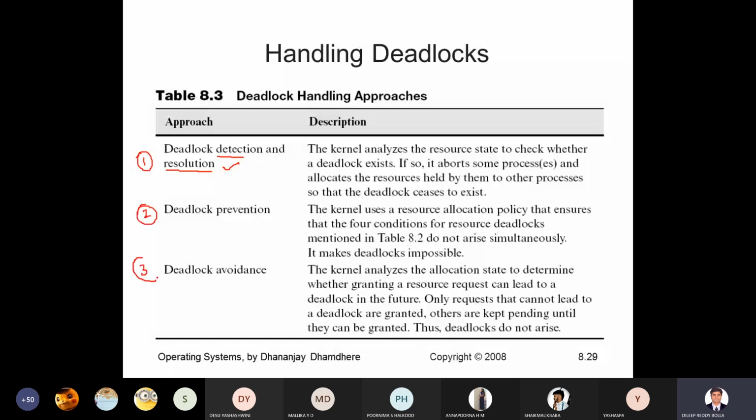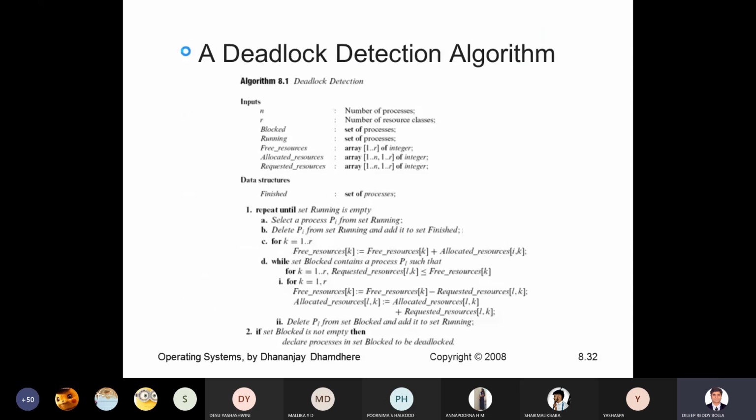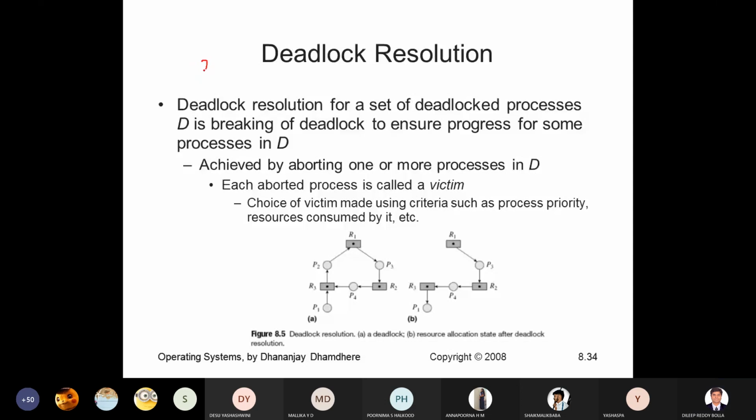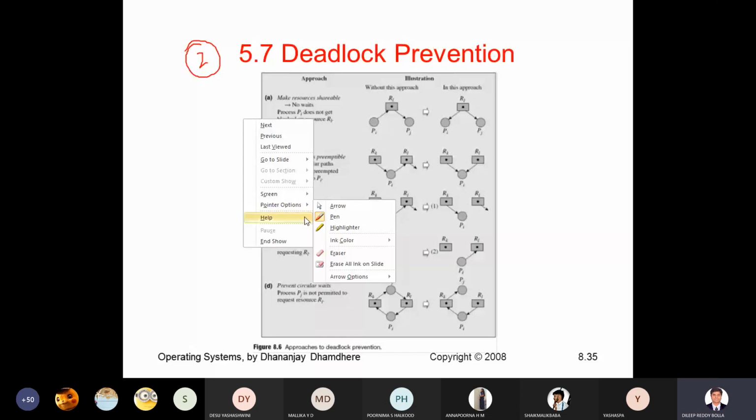Out of these, the first one, deadlock detection, we have discussed, followed by deadlock resolution. Now the second one is deadlock prevention. We need to prevent the deadlock. How do we prevent the deadlock? There are 4 conditions here. You can slightly zoom in at this portion and check.